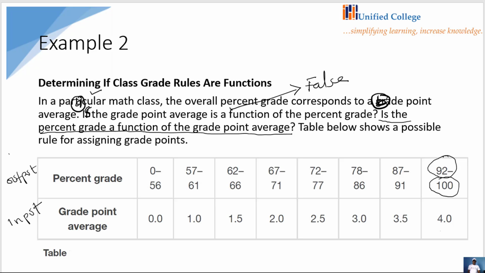Now, looking at all the inputs, they are unique in that none of them is repeated. 0 maps to 0 to 56, 1 maps to 57 to 61. All of them are not repeated. Hence, we say that question B, is the percent grade a function of the grade point average, is actually very true.